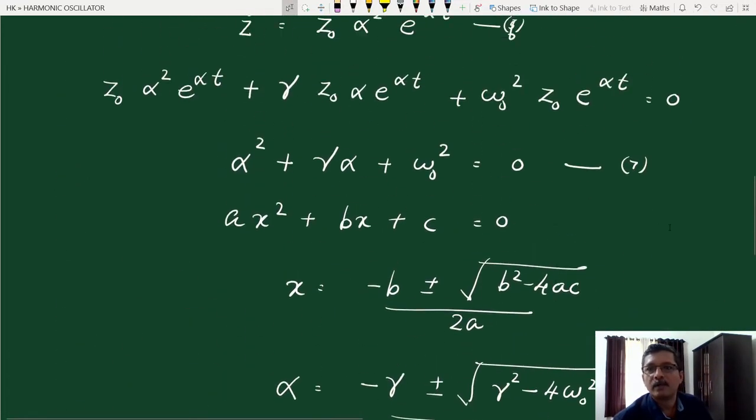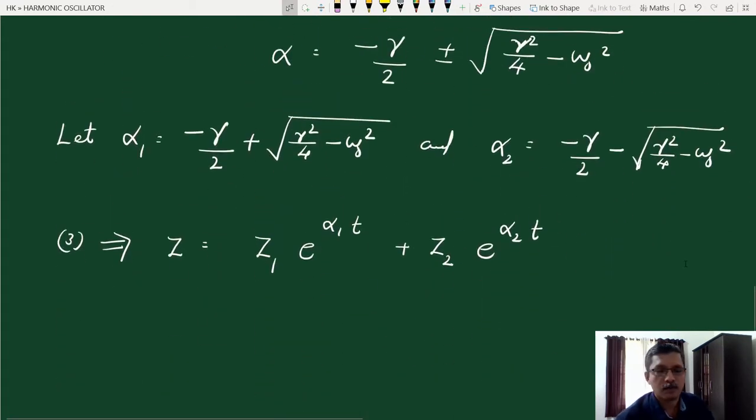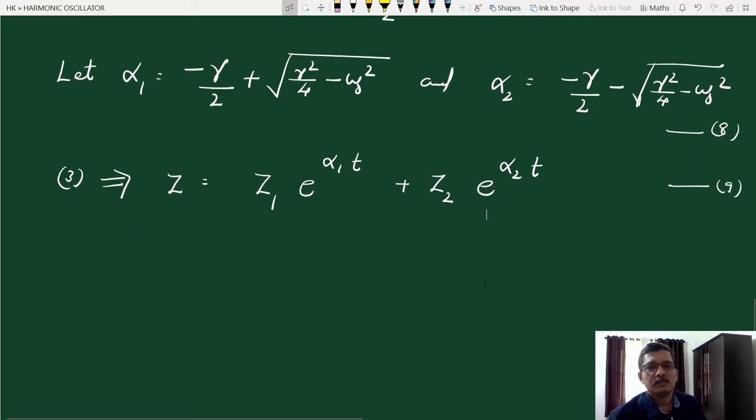So what about our numbering? We have reached equation 7. Maybe the values of alpha 1 and alpha 2 we can write as equation 8, and this general solution is equation 9. Alpha 1 is minus gamma by 2 plus root of gamma square by 4 minus omega 0 square, and alpha 2 is minus gamma by 2 minus root of gamma square by 4 minus omega 0 square. One solution can be e raised to alpha 1t, another solution can be e raised to alpha 2t. A general solution is a linear combination of the two, where z1 and z2 are two constants. In general they can be complex constants. So this is the general situation.